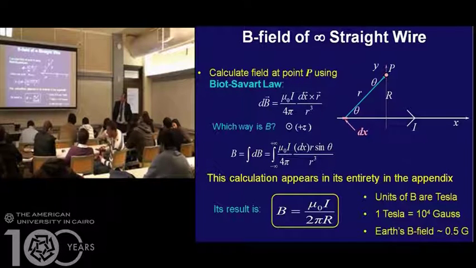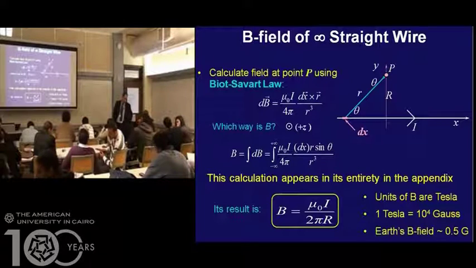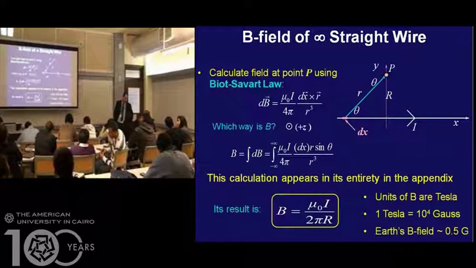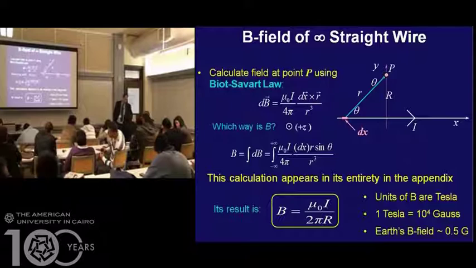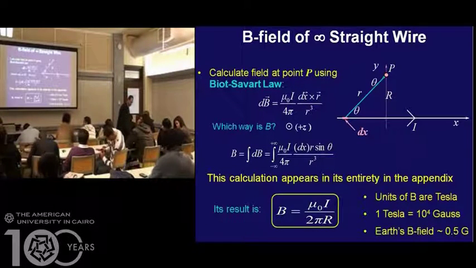X over capital R, cosine. Then x equals R cotan theta. What's dx in that case? We do differentiation. Then you get dx as a function of theta, and you have sin squared theta in here. Then you can play with it. You get the answer.